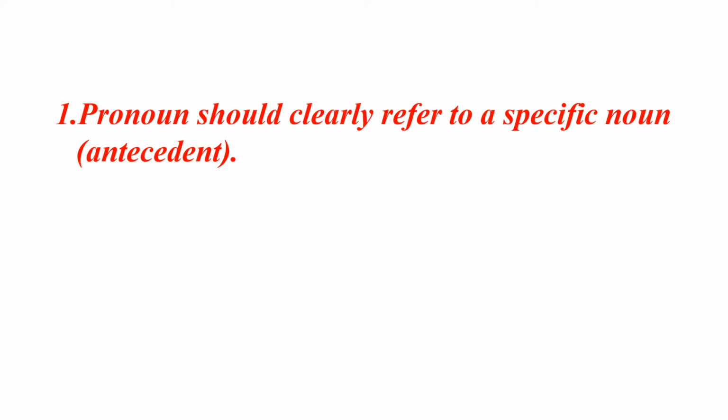If you want to avoid using incorrect pronoun reference or if you want to make a sentence clear and meaningful, then you have to know some techniques or rules. And the first one is, pronoun should clearly refer to a specific noun, and this is called antecedent. In the previous slides, we came to know that each pronoun must have a single antecedent. There will be no option to get confused with two antecedents.